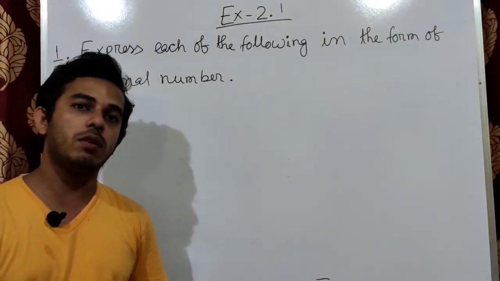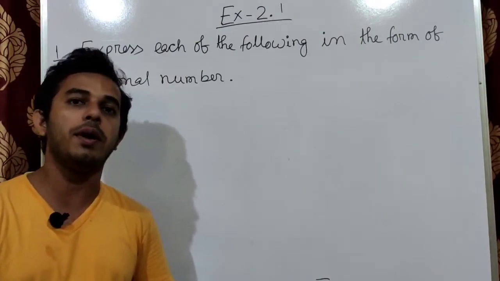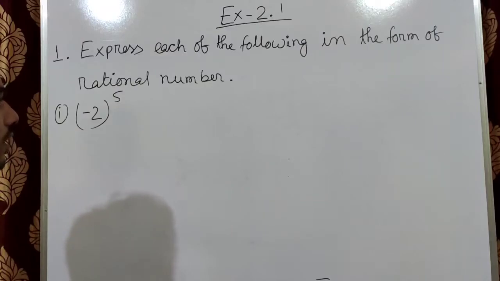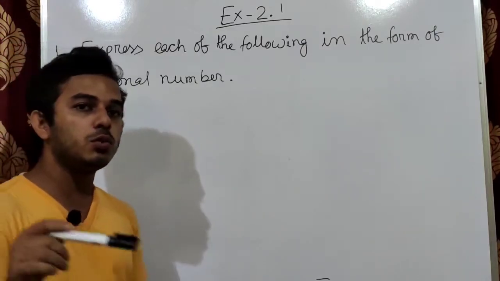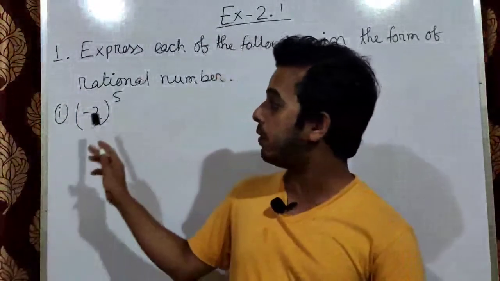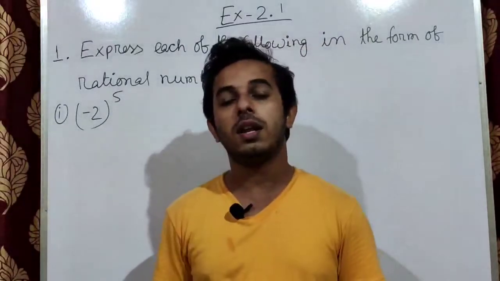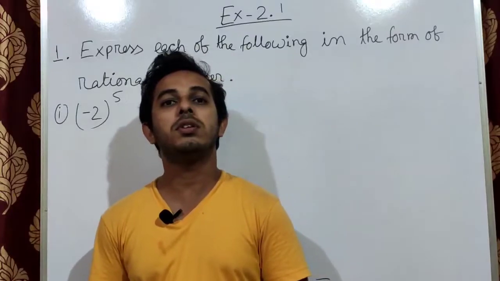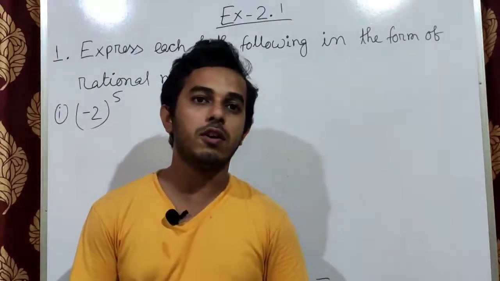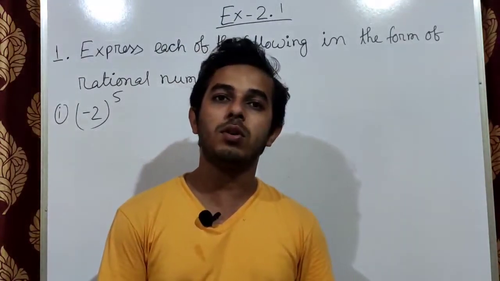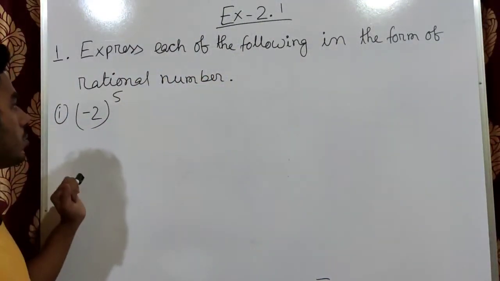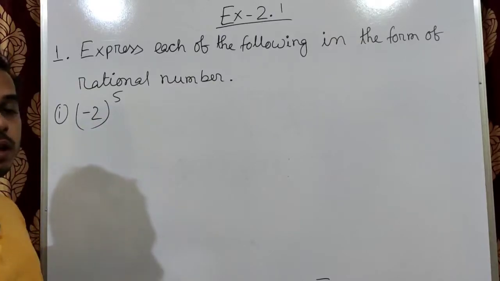So we are here with our first question of exercise 2.1. Here the question is, express each of the following in the form of a rational number. That is, we have to express the numbers in the form of a rational number. So first of all, let us recall what a rational number is. A rational number is a number which we can express in the form p by q, where q is not equal to 0. So we have to express minus 2 to the power 5 as a rational number.